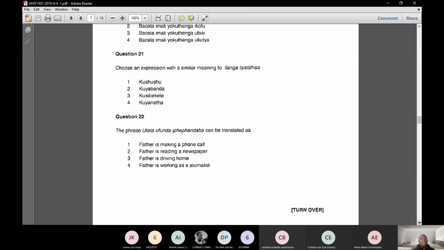So number 21. Choose an expression with a similar meaning to ilanga liyatshisa. Is it kuyabanda? Is it kusibekele? Is it kuyaneta? Kushushu is hot and kuyabanda is cold. So what's this? I don't know what ilanga liyatshisa means. What is ilanga? I don't know.